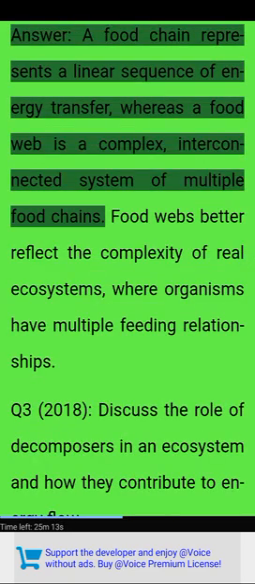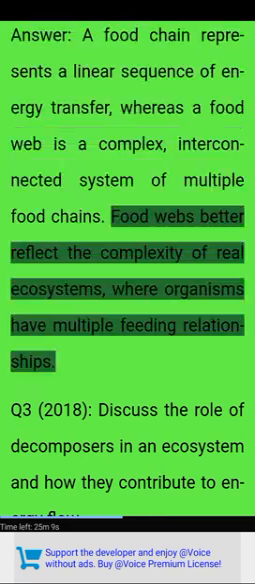Q2, 2017. Differentiate between a food chain and a food web. Answer. A food chain represents a linear sequence of energy transfer, whereas a food web is a complex, interconnected system of multiple food chains. Food webs better reflect the complexity of real ecosystems, where organisms have multiple feeding relationships.